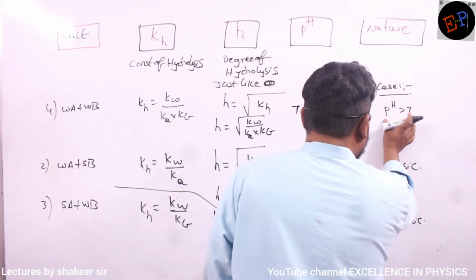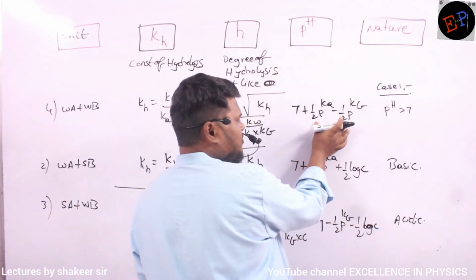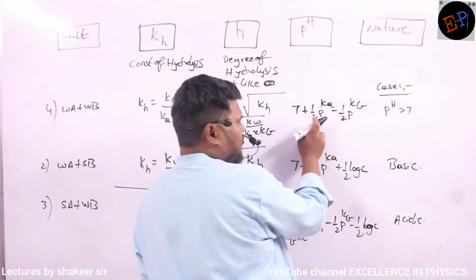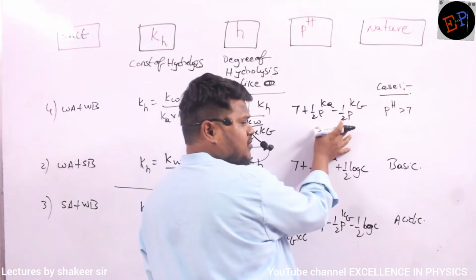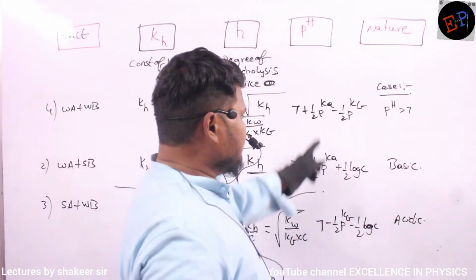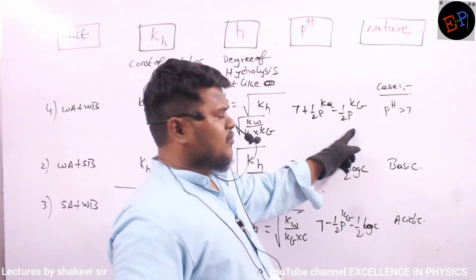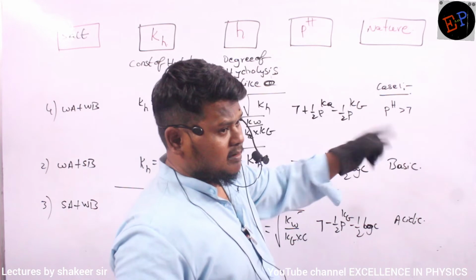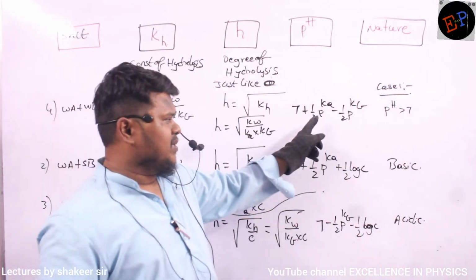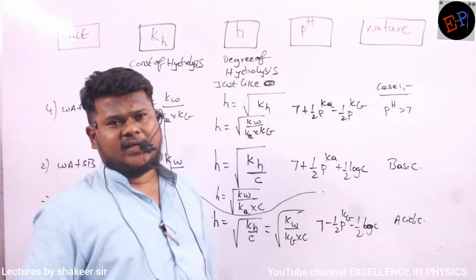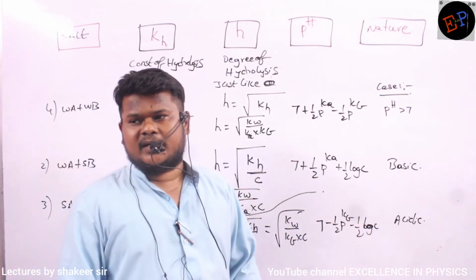So if the pH value should be greater than 7, this value should be positive, no? Half pKa minus half pKb should be positive. And it is positive in which condition? Only when half pKa is greater than half pKb. It means pKa should be greater than pKb. Then only the pH value will be greater than 7.